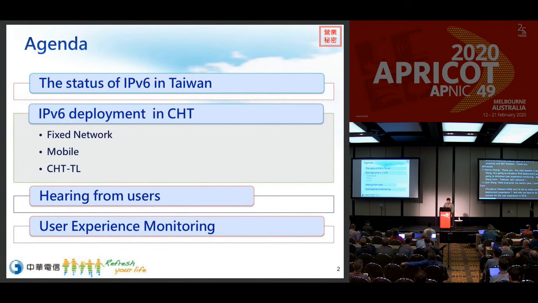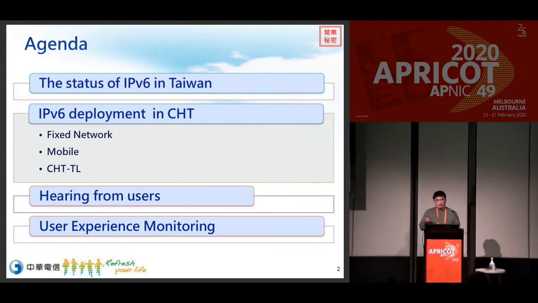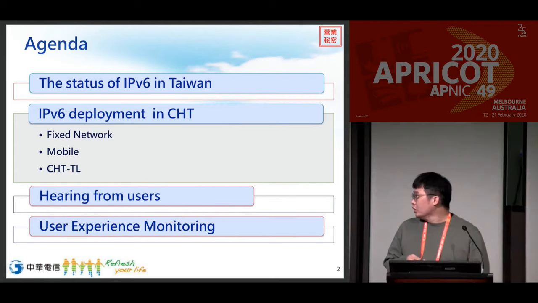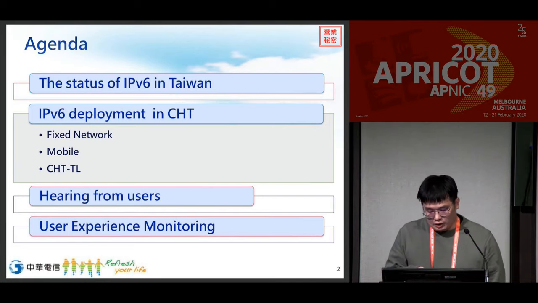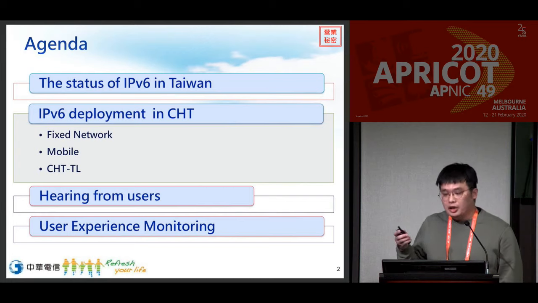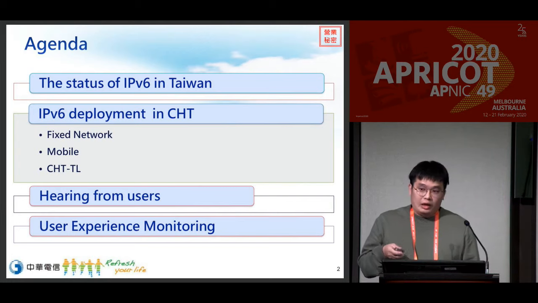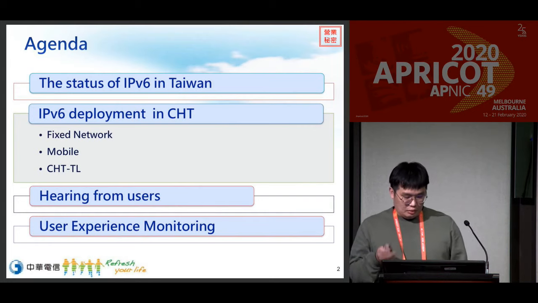Here's our agenda. First one is the V6 status in Taiwan, and the second will be the V6 deployment in CHT. We got fixed net and mobile, and also have the V6 ready logo in telecommunication lab. And the third one will be the customer complaint for that, and what we are hearing from users. And in this case, we'd like to do the monitoring for the user experience in V6.